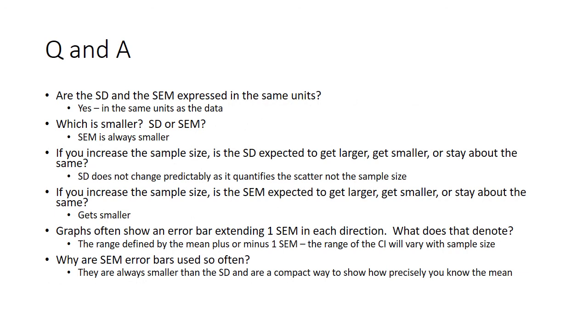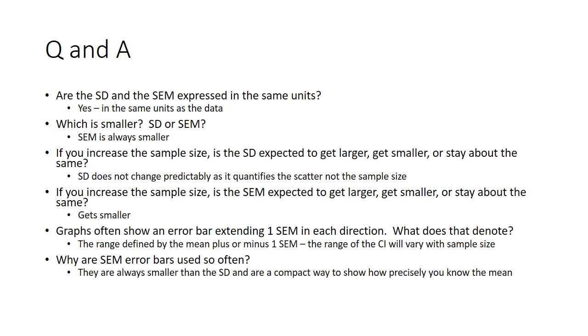So here we see that the SD and the SEM are expressed in the same units. Again, the same units as the data, whether it be blood pressure, heart rate, whatever it happens to be. Which is smaller, the SD or SEM? SEM is always going to be smaller here because again, we're dividing the SD by the square root of n, so that's why SEM is smaller.